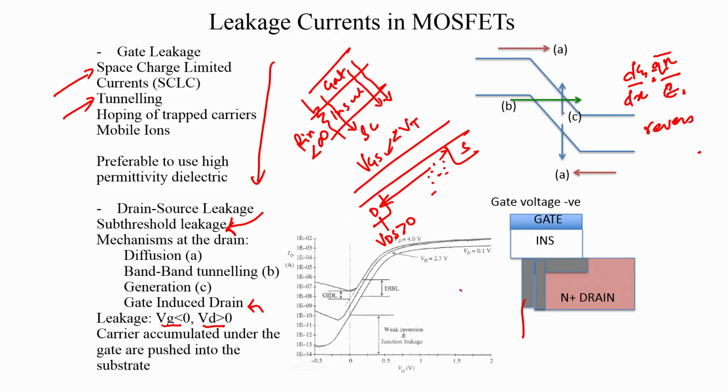So, you have your p type body here and the gate is negative, or it is turned off, let us say. So, the gate voltage is kept at less than Vt, and essentially it is much lower than the drain voltage, and you have a Vd that is greater than 0, okay.